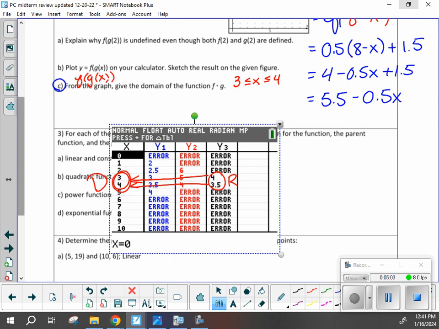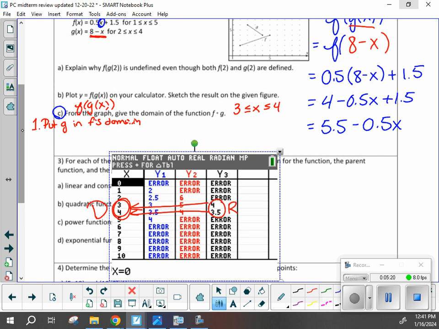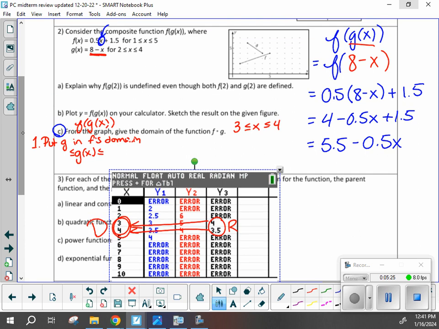f of g of x. And we're thinking about the definition of domain. What x values are we allowed to plug in? Now we're putting g into f. So step one, we need to put g in f's domain. We only plug it in if it fits in its domain. So let's test what that looks like. We're going to take g of x and squish it between f's domain, which is 1 to 5. But let's take out the term there, g of x, and actually replace it with what it's equal to.